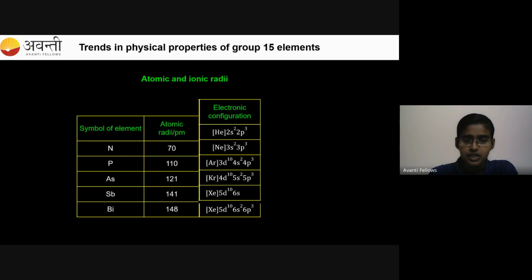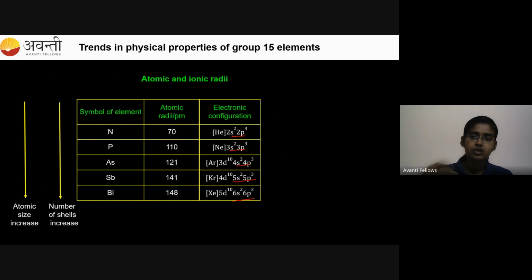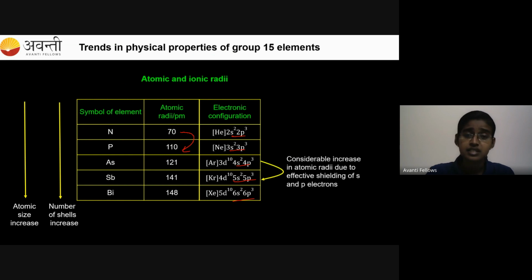Okay. So these are the elements, and their atomic radii are given to you. Electronic configuration is also given to you. On moving down the group, you can see the number of shells increases, right? And because of this, atomic size also increases. So you can see the size values. On moving from nitrogen to phosphorus, the size difference is very large. From 70 picometer, it is going to 110 picometer. There is a drastic change from nitrogen to phosphorus. There is a considerable increase in atomic radii.